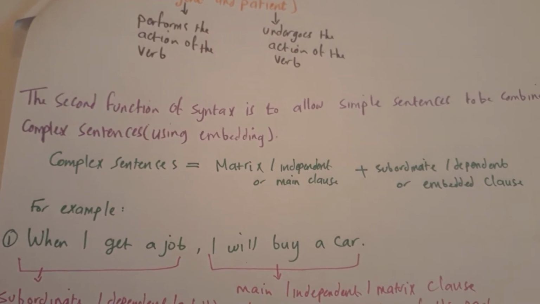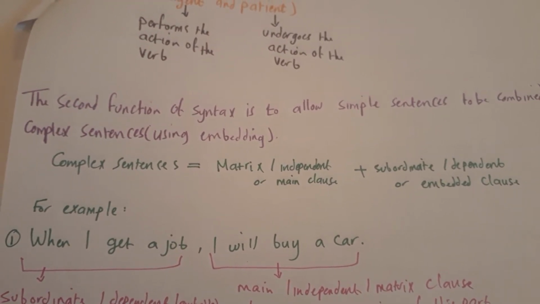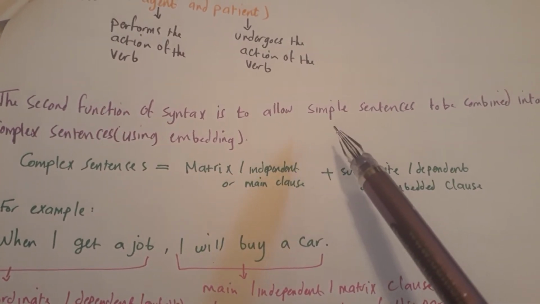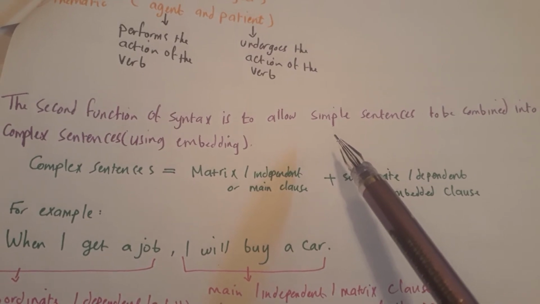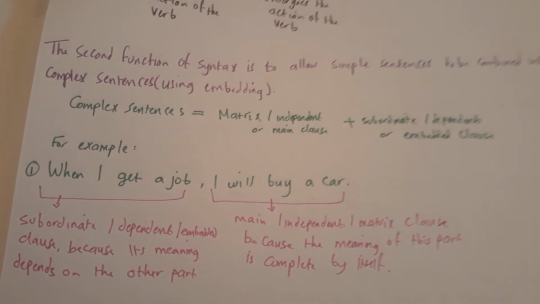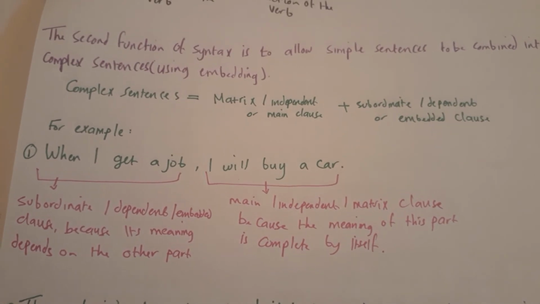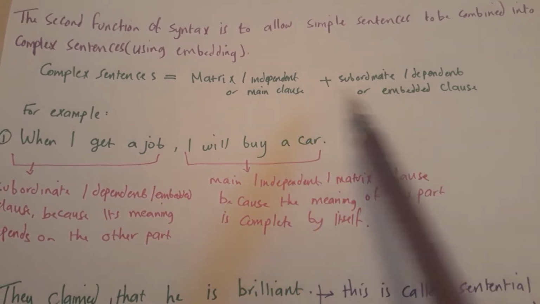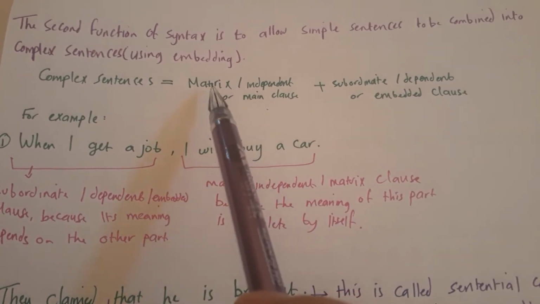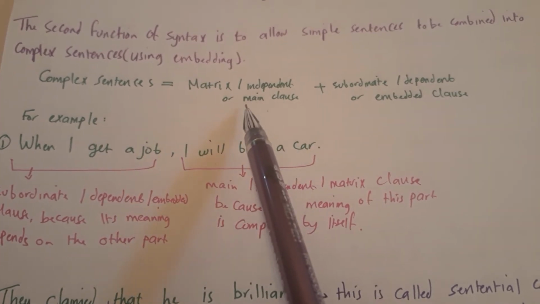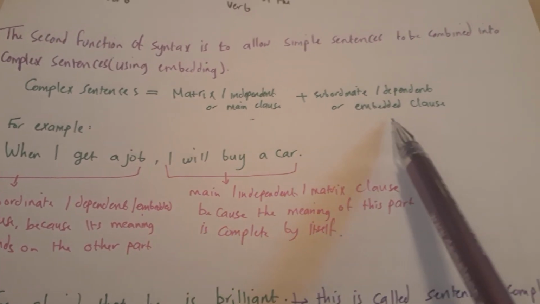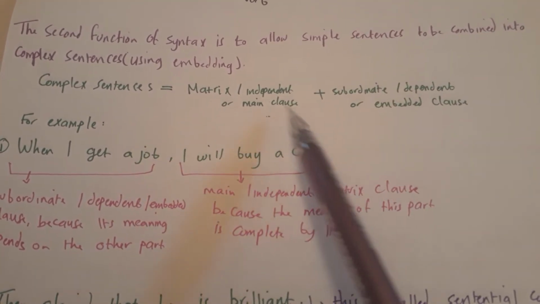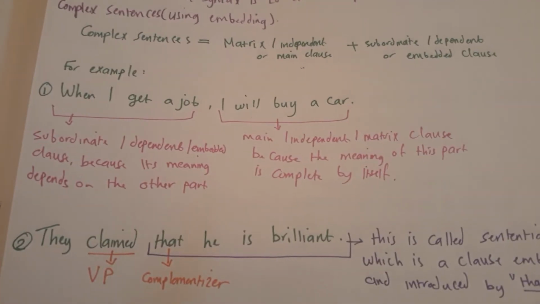Now, the second operation syntax allows is combining simple sentences to make complex ones. So complex sentences are a combination of two types of sentences, as you can see. The first type, we call it the matrix or the independent or the main clause. The second one is the subordinate or the dependent or the embedded one. Let's try now to understand the difference between these two types using these examples.